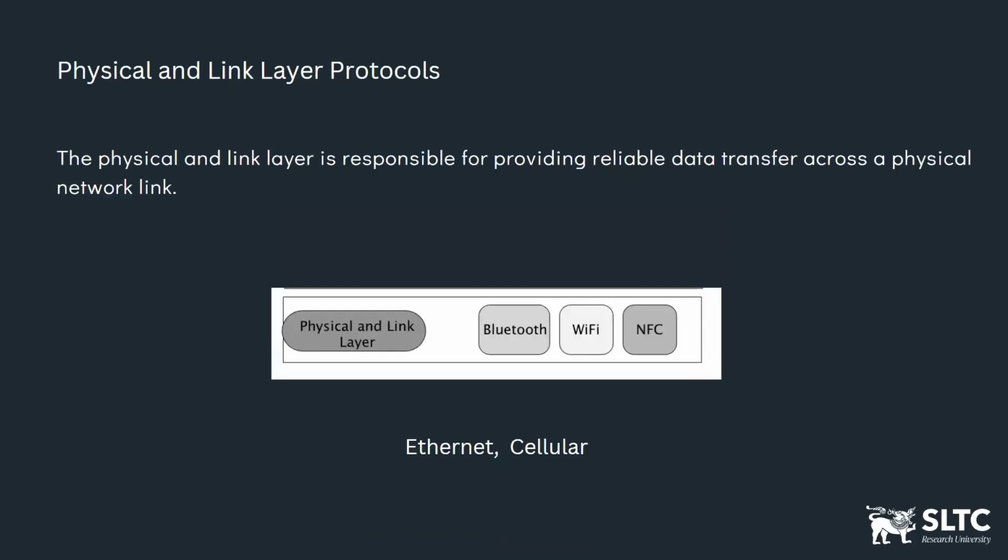So when we take into consideration the physical and link layer protocols, the physical and link layer is basically responsible for providing reliable data transfer across physical network links, right? So these protocols enable us to provide reliable data transfer between devices over a physical network link. There are certain protocols that are examples for this: Bluetooth, Wi-Fi, Ethernet, cellular, and so on.